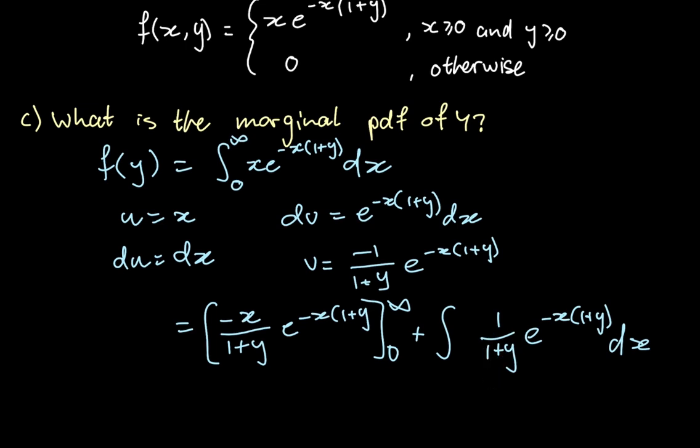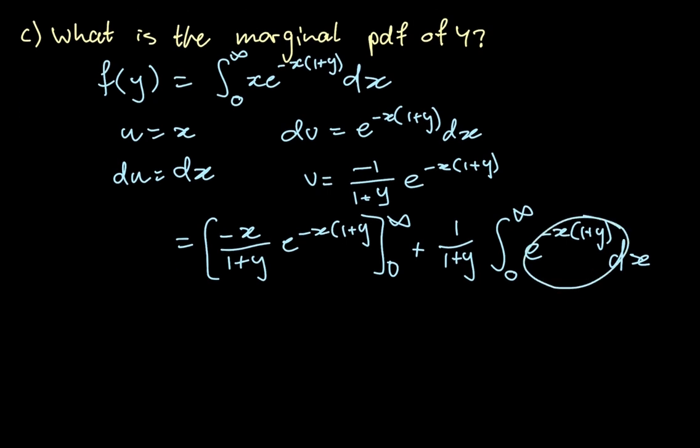And also now be careful. The bounds here were 0 to infinity, so I have to maintain those. 0 to infinity. I can take out this 1 plus y, since it's a constant with respect to x, and put it outside there. And now I'm simply integrating that, which I'll do in this next line.